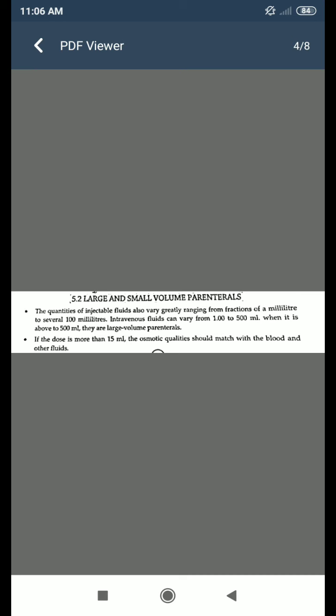Then tonicity can be increased by additives, but it should be compatible with other ingredients and also with the body's biochemistry. A 0.9% solution of sodium chloride is normal saline, and it is isotonic with blood. Then isotonic solutions are not necessarily isosmotic.